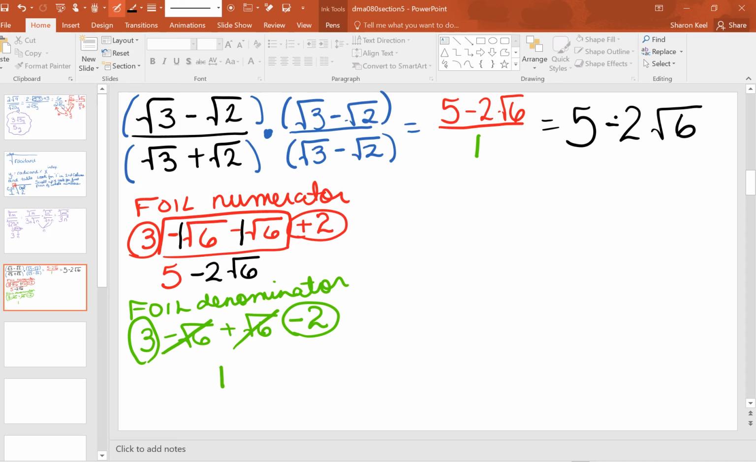So those are our examples of rationalizing the denominator. You do the same process when you rationalize a numerator. It's just you're removing the radical from the top rather than removing the radical from the bottom.